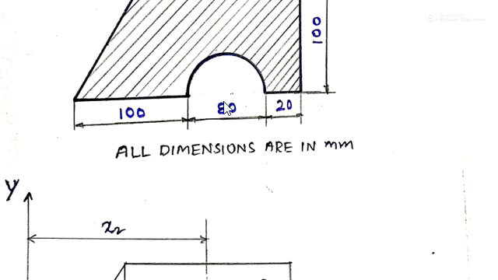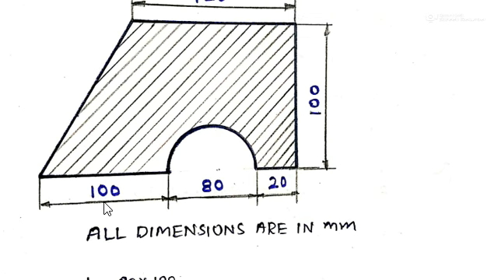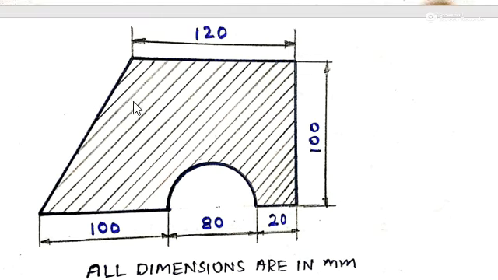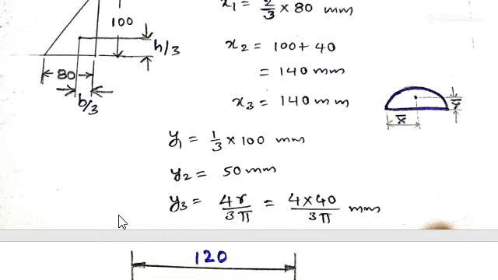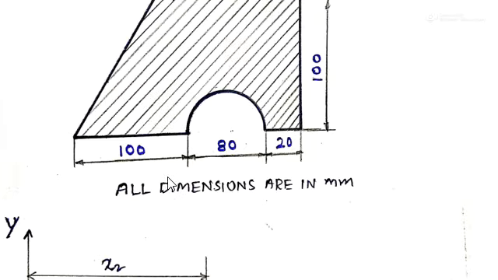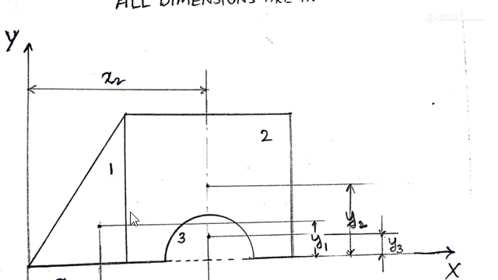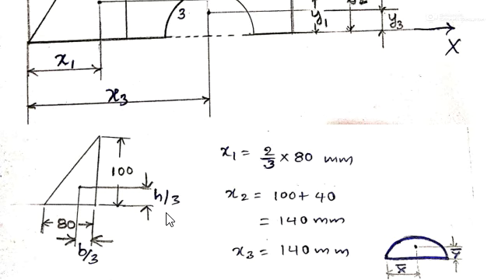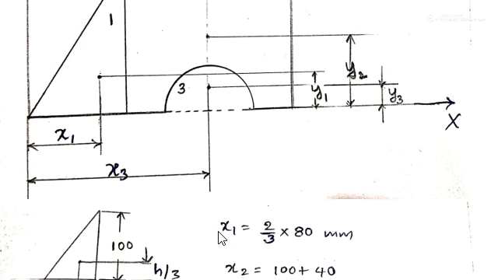If you see this diagram, this is 100. Here we have taken a line like this. The total is 120, so it is 80 and 20; from here to here it is 100. If you draw a line, this gap will be 20, so the width of this triangle will be 80, and the height is 100, given in the question. So the height of the triangle is 100. Therefore 2/3 of b, where b is 80, gives the x1 value.